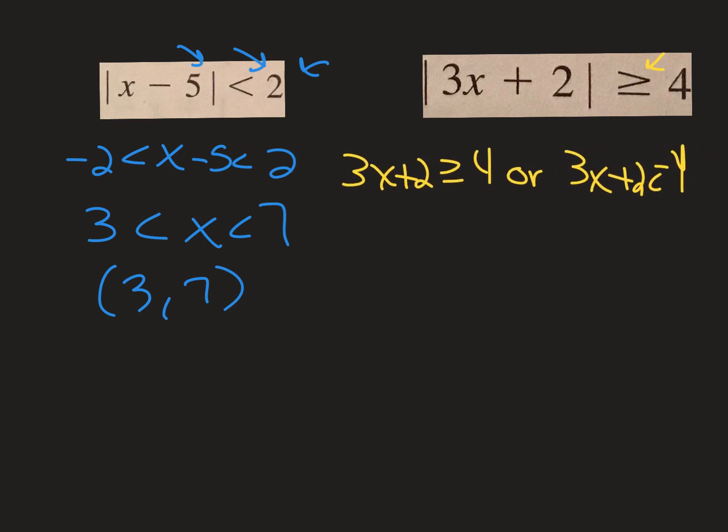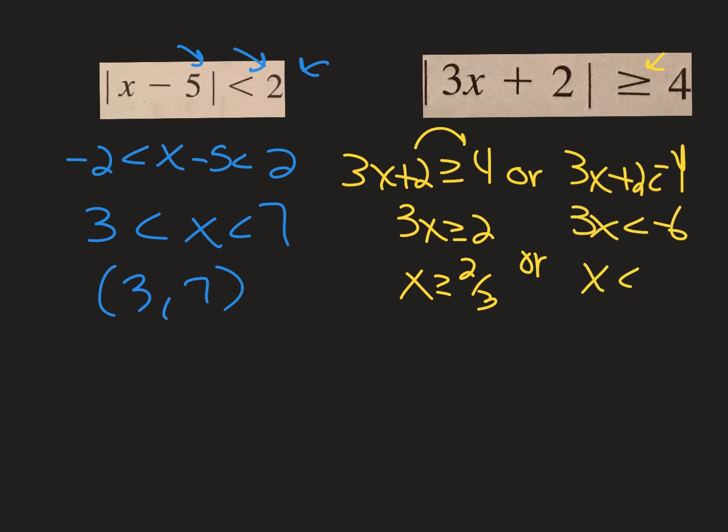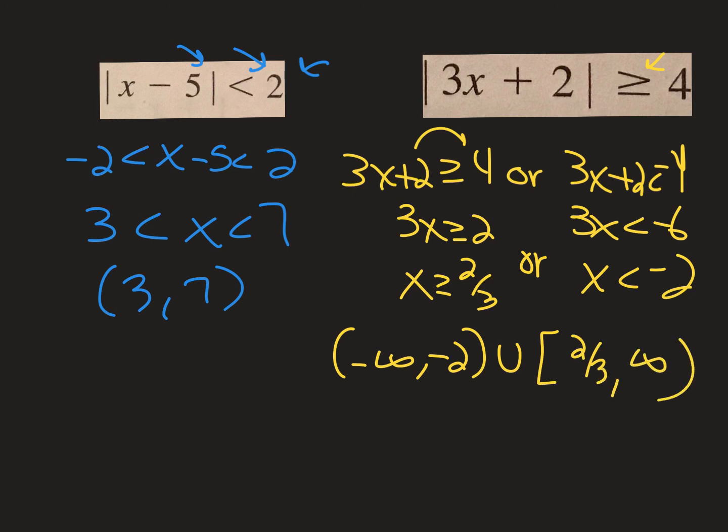Okay, solve that. Move that 2 over. That's going to be 2 divided by 3. I get x is greater than 2/3. Or move this 2 over. That's negative 6 divided by 3. You get negative 2. So my answer is going to be everything from negative infinity to negative 2 with the parentheses, or everything from 2/3 to positive infinity. That's how you write those two things in interval notation.